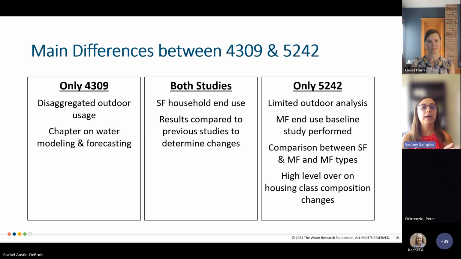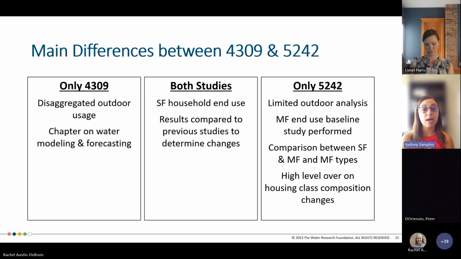So both studies are going to have kind of the bread and butter of the last two, which is going to have your single family household end use. So you're still going to have all the disaggregated, really great data that you've wanted. And it's going to be compared to previous studies to continue to evaluate the trends. But there's a couple of things that we are not going to be doing in order to add some new components.